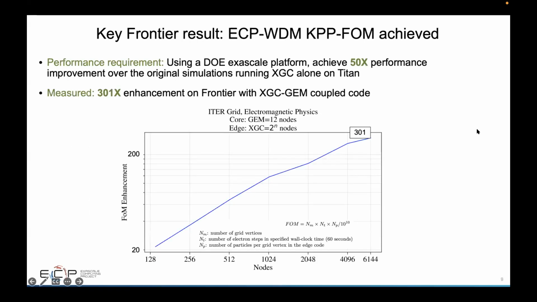So on Frontier, with the ECP-WDM app, we were able to achieve our required FOM. The requirement was a 50x performance improvement, and we obtained a 301x enhancement on Frontier compared with Titan, running at 6,144 nodes coupled with the GEM code. So that was an early success on Frontier.